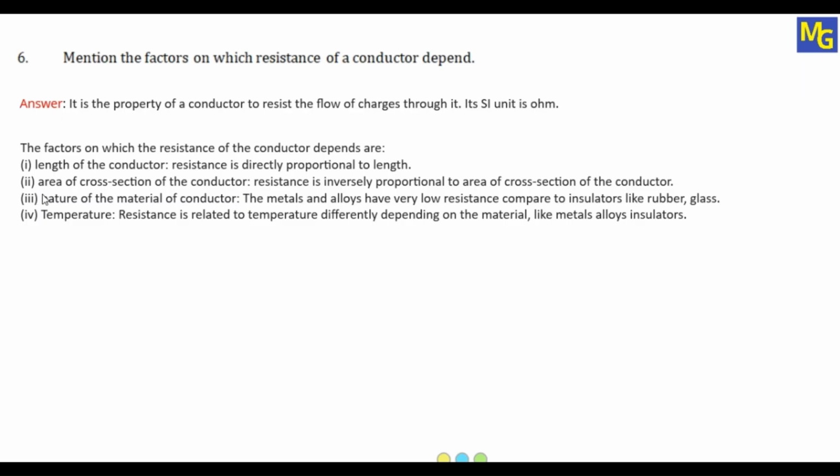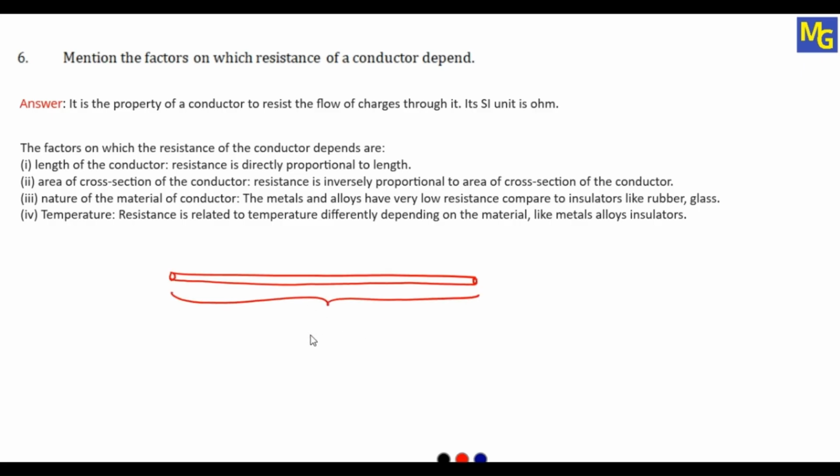Second one is area of cross section of the conductor. Length means like this, and the area means thickness of this wire. So here let me draw. If this is the wire, then this is called the length of the wire. If the length is more, resistance will be more. If the length is less, like this, then the resistance will be less. That was the first factor.